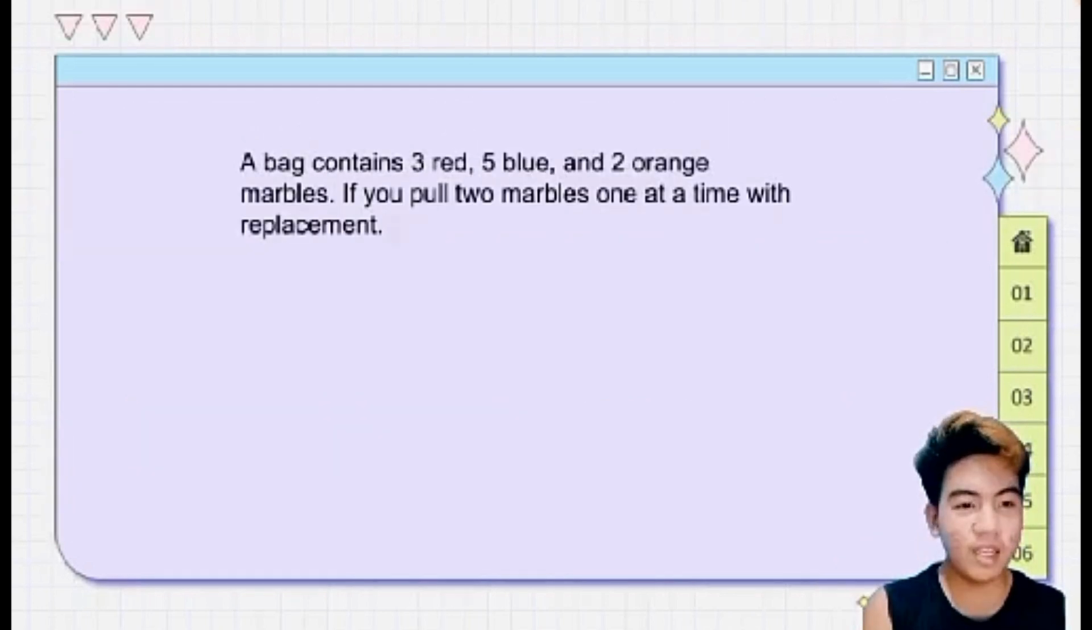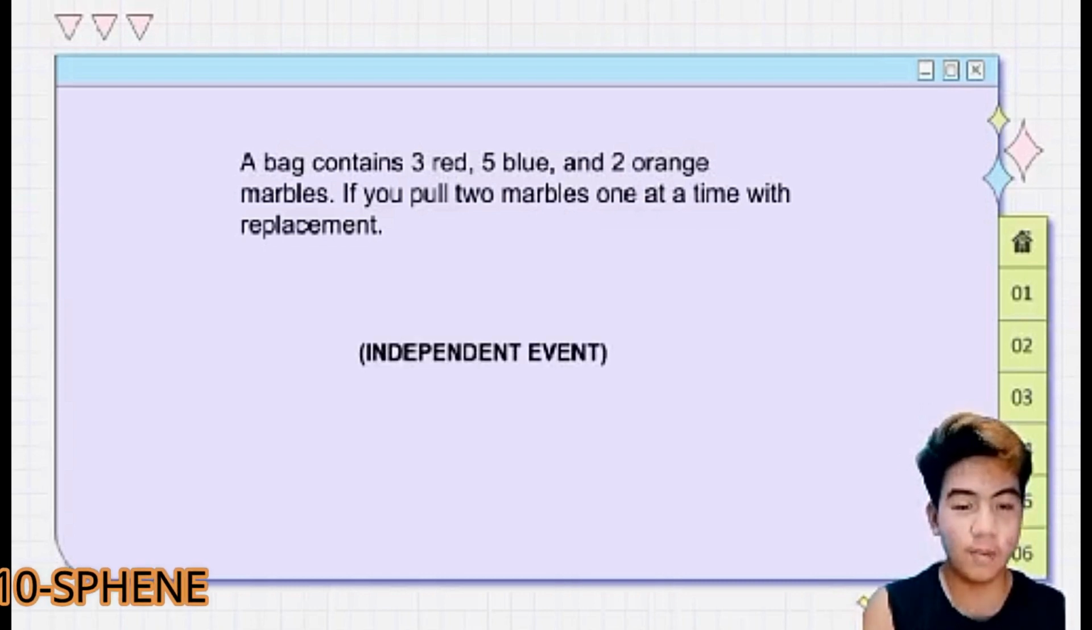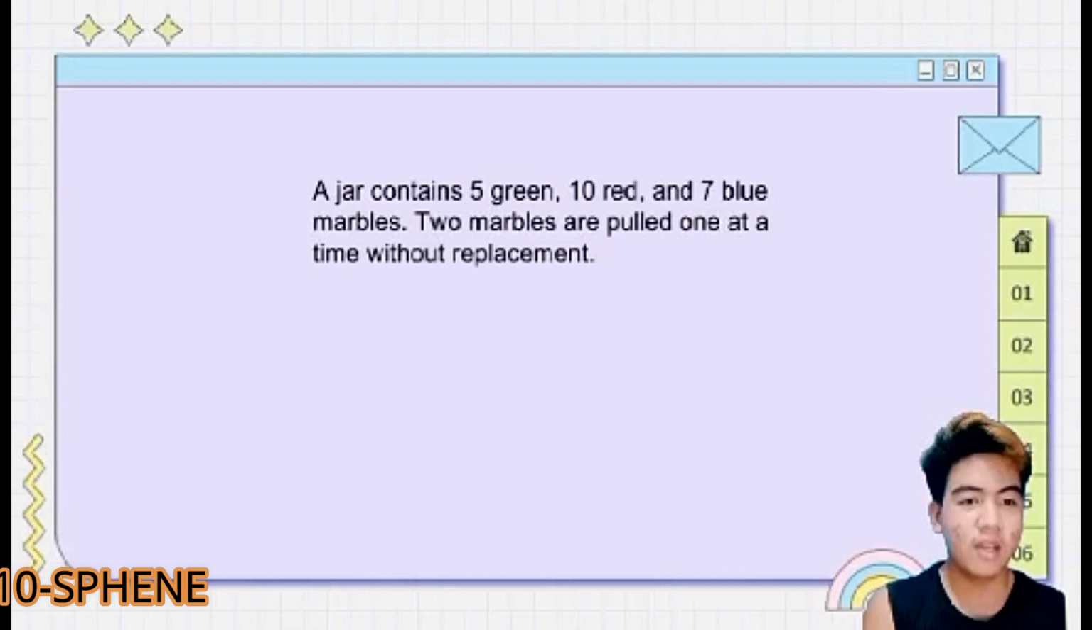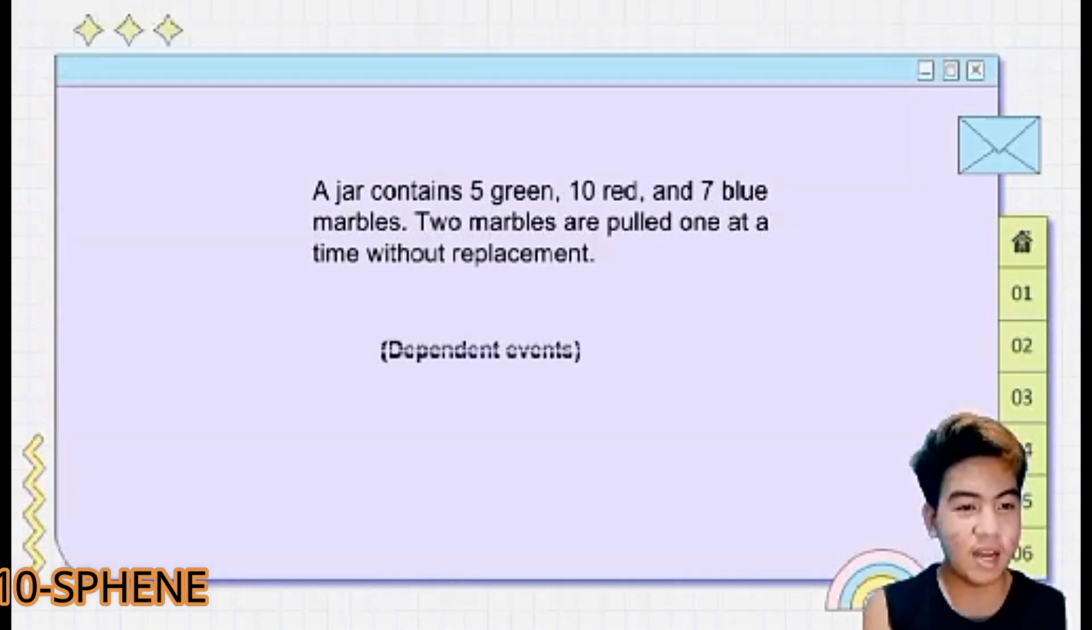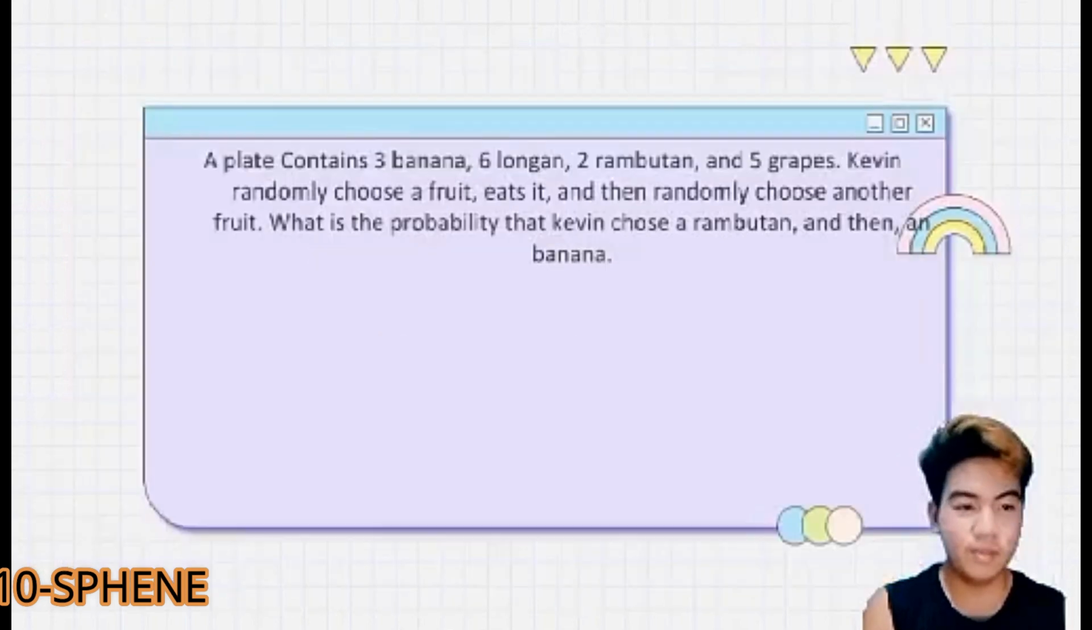Another example, a bag contains 3 red, 5 blue, and 2 orange marbles. If you pull 2 marbles one at a time with replacement. Example ito ng independent event dahil sa word na replacement. A jar contains 5 green, 10 red, and 7 blue marbles. 2 marbles are pulled one at a time without replacement. Example naman ito ng dependent event dahil sa word na without replacement.